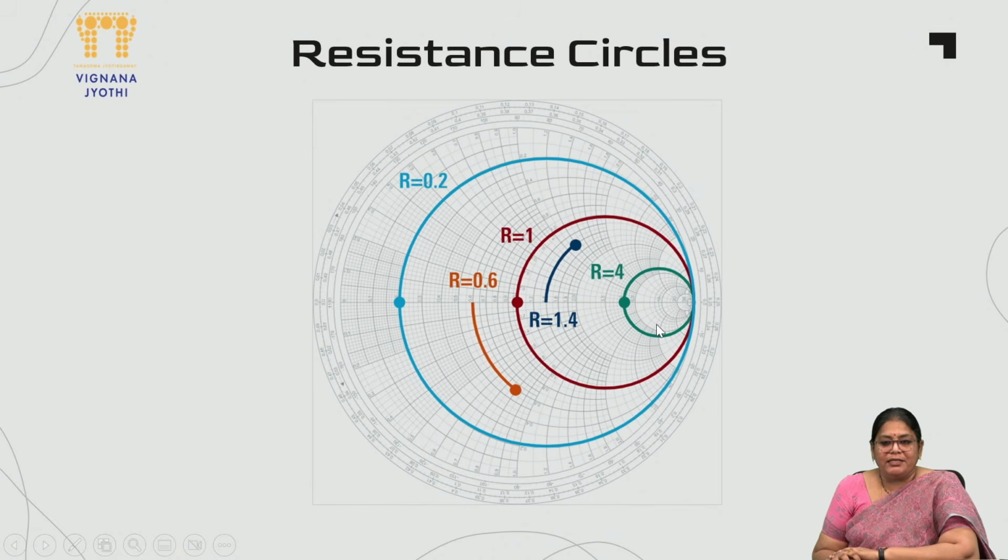Now same thing, this is the R equal to 4 circle. The green colored one is the R equal to 4 circle, and the red colored one is your R equal to 0.6 or R equal to 0.2. Any circle which is intersecting your resistance axis at any particular point is going to be a resistance circle of that particular value. So R equal to 0.6, R equal to 1, R equal to 1.4, R equal to 4. Like this, any value on the Smith chart you take, you can find a circle which is tangential with it, and based on that you can arrive at the resistance or the R value.